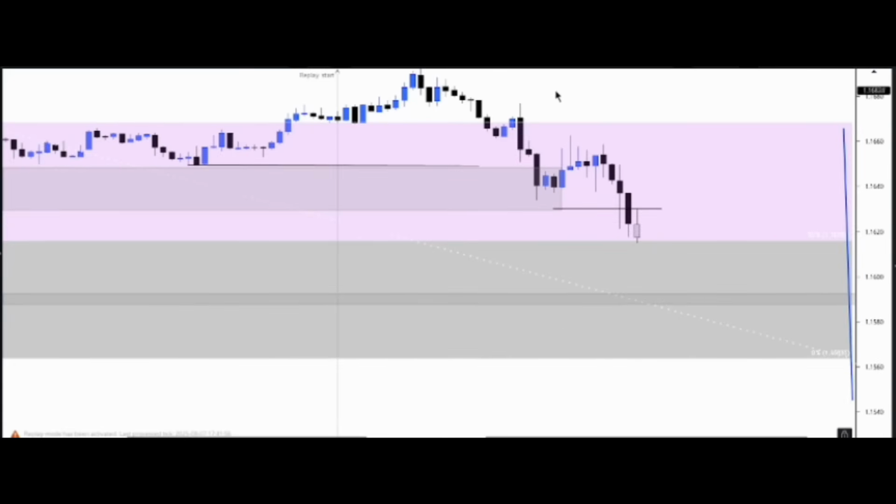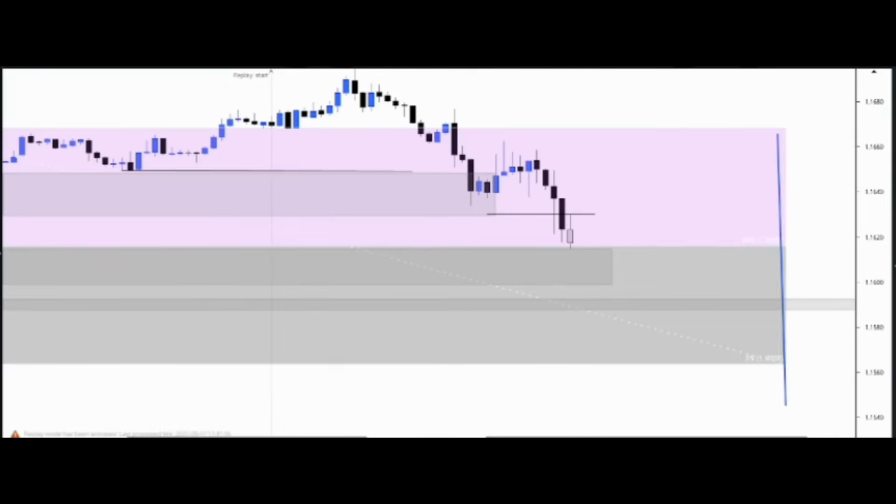Let me bring back that. It all depends on you. If you want to take your trade from here, why not? You can take your trade. But for me, I'm waiting for this dragon fair value gap. So let's assume that you took your trade from here. Let's see what would have happened.